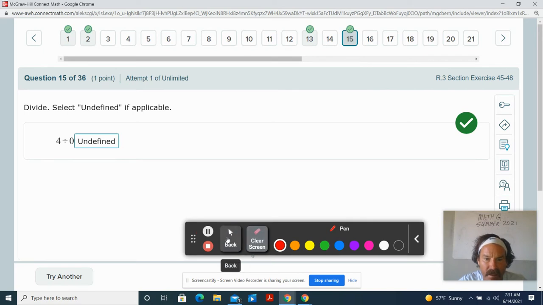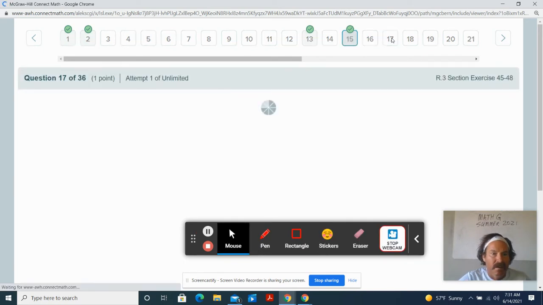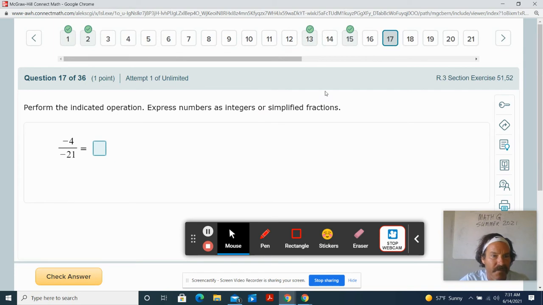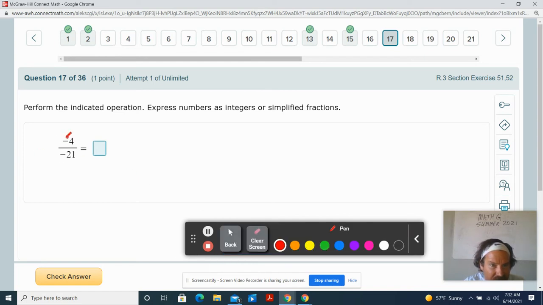17. Okay, so this one here, it says perform the indicated operation. Express numbers as integers or simplified fractions. So the same rules apply for division. If you have a negative divided by a negative, the answer is going to be a positive. You kind of think about these negatives here as just canceling out. They cancel each other out. So we end up with this 4 over 21. It does say leave the answer as a simplified fraction.